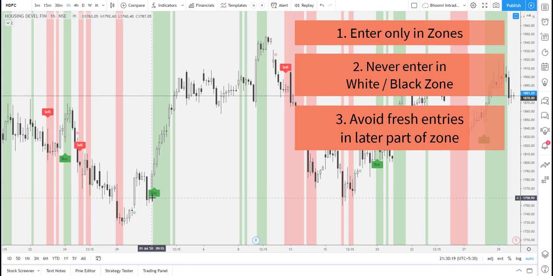So you will try to avoid those kinds of trades in the same zone that has been there since a long time. That means if the green zone or the red zone, or the respective sell or buy label, is in the later part of the zone, then try to avoid such entries. Or if you want to, then you have to put your SL very tight in that case.